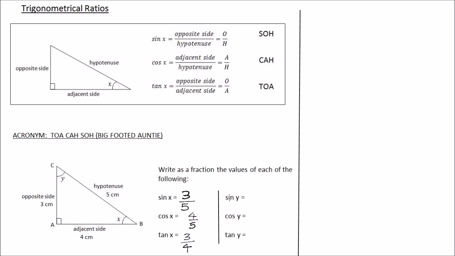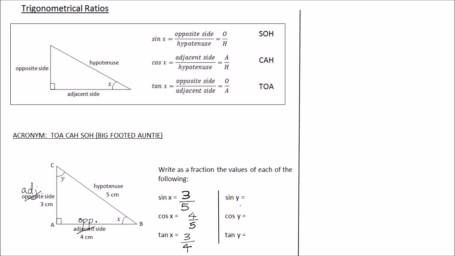Next, we go on to sine y. Notice the angle y is here. So the opposite side is this. It's not here. This is the opposite side. And this is no more the opposite side, it is the adjacent side, because it's next to the angle y. So it's called the adjacent side.